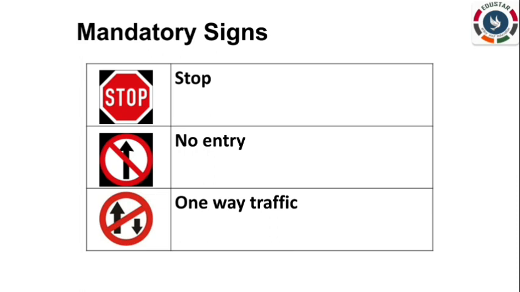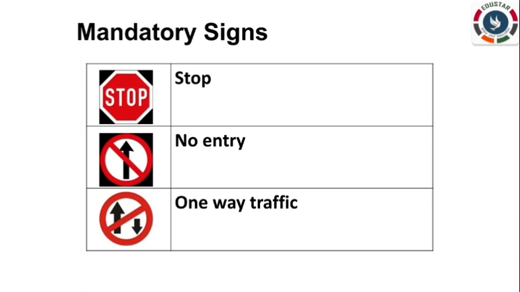Stop and give way are octagonal and rectangular respectively in shape. Violation of these signs attracts heavy fines and punishments. Importantly, violation of these could also lead to a major accident. The first symbol indicates stop. The next symbol indicates no entry.